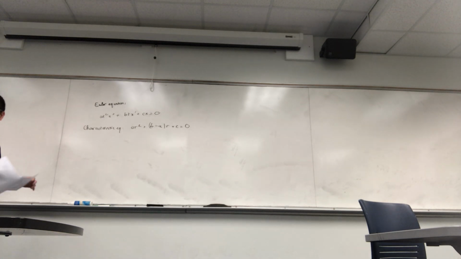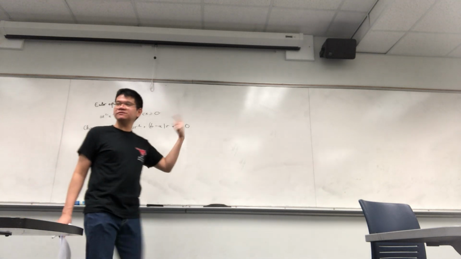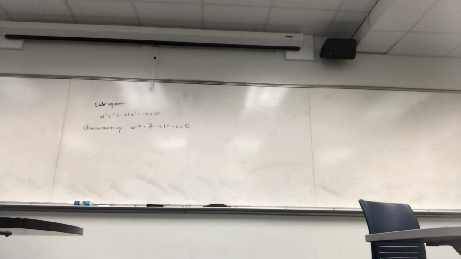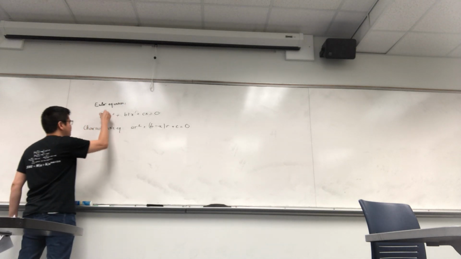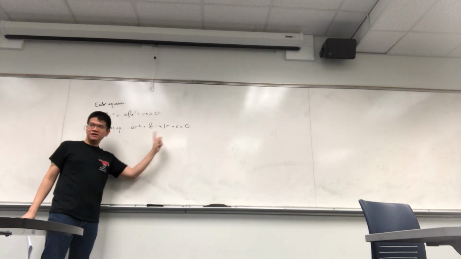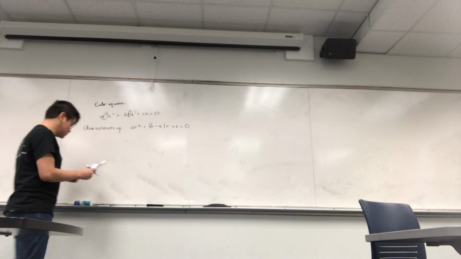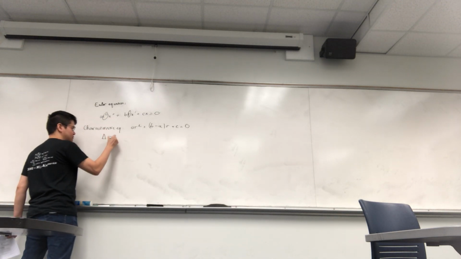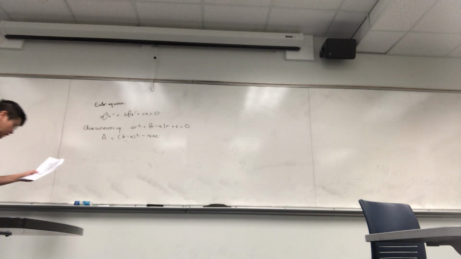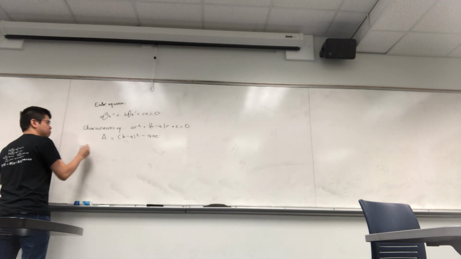So in the previous class, we were trying to solve the Euler equation, right? So this is the form of the Euler equation. The difference between the Euler equation and the other second order differential equation with constant coefficients is the appearance of t squared and t. Then you also have a characteristic equation, which is a r squared plus (b minus a) r plus c is equal to 0. For this equation, the delta is (b minus a) squared minus 4ac. All right. So there are three cases.